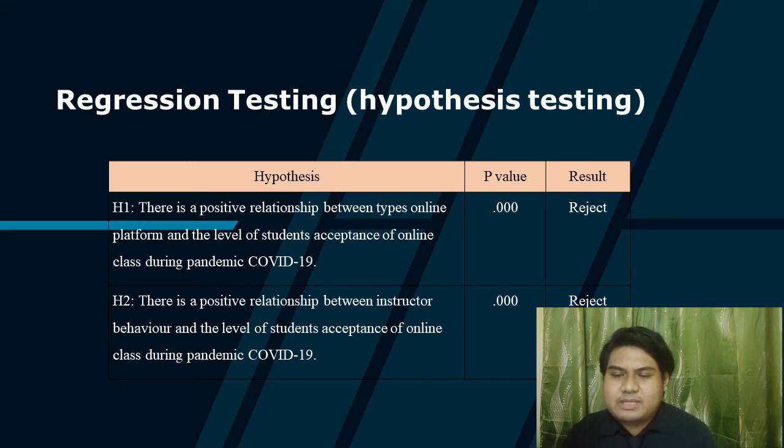Next, we go to the H2. There is a positive relationship between the instructor behavior and the level of student acceptance of online class during the COVID-19 pandemic. This shows that the hypothesis result: there is a positive relationship between the instructor behavior and the level of student acceptance of online class during the COVID-19 pandemic. Thus, H2 is accepted. Both H1 and H2 are accepted.